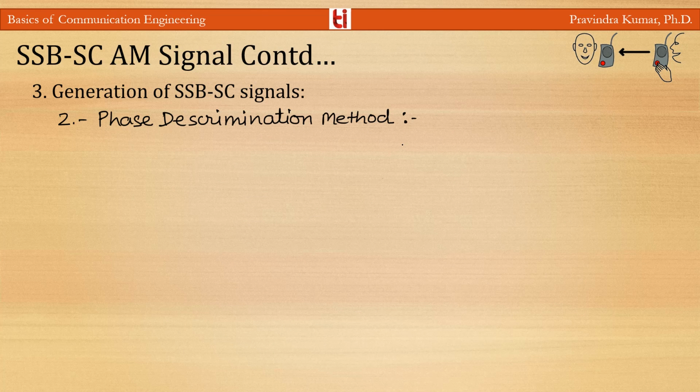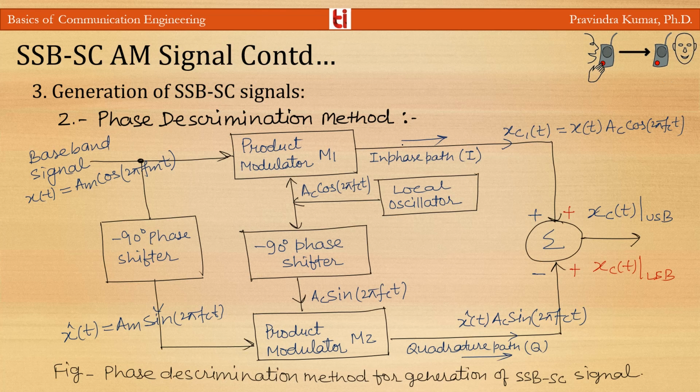Now another is the phase discrimination method. This is the block diagram of the phase discrimination method. This system has two product modulators M1 and M2, two minus 90 degree phase shifters, one local oscillator and one summer block. The message signal x(t) is applied directly to the block M1 and through a minus 90 degree phase shifter to the product modulator M2.